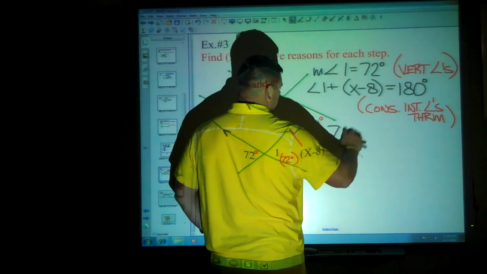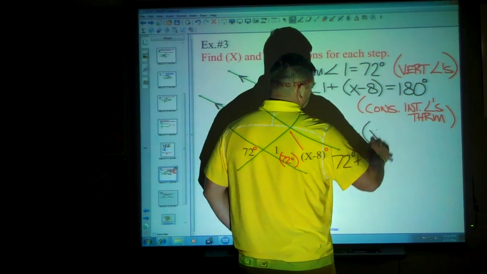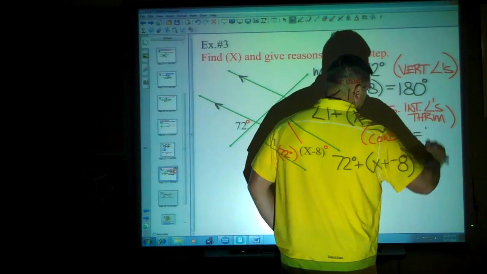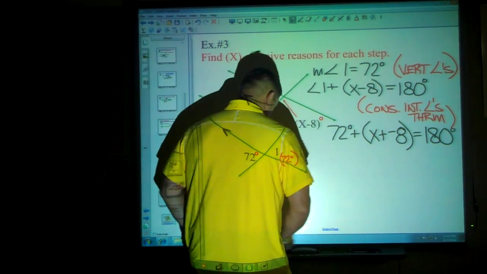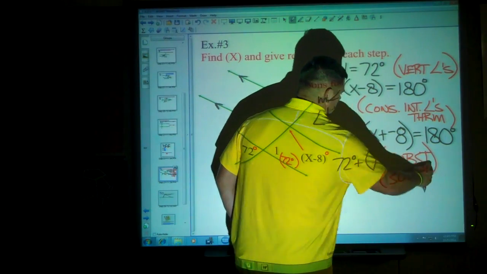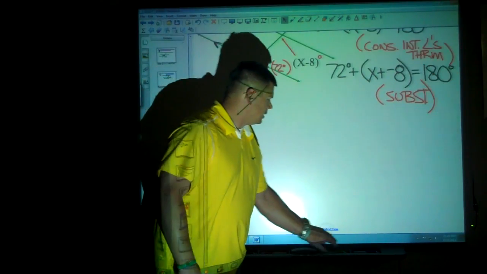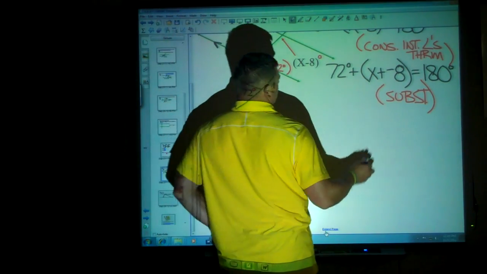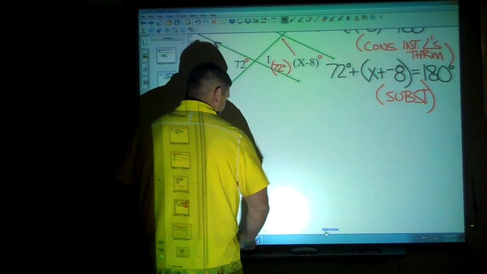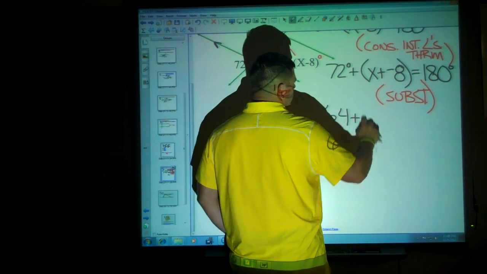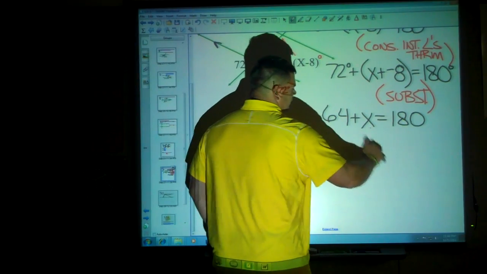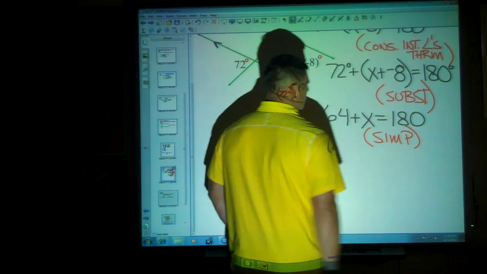And you can say that 72 degrees plus x plus -8, just change it right now, equals 180. And all we did is use substitution. From there, we will simplify, and we'll add 72 and -8 together to give ourselves 64 degrees plus x equals 180. That was just simplifying. We simplified what we had on one side, so simplifying.